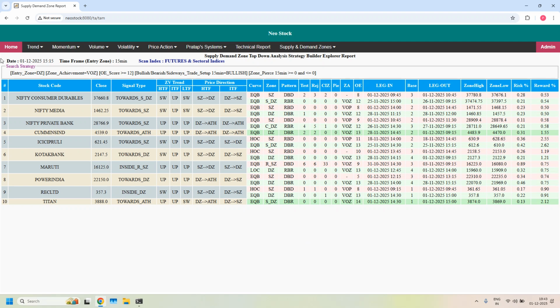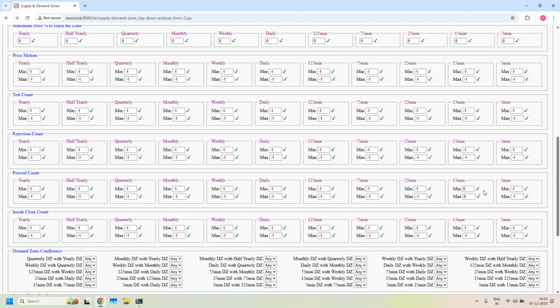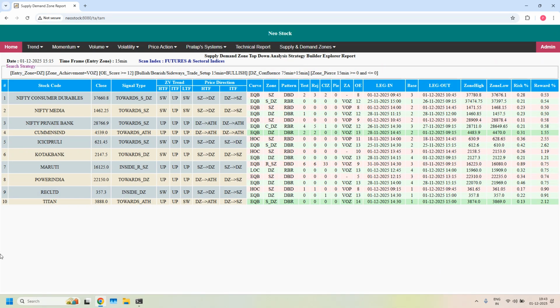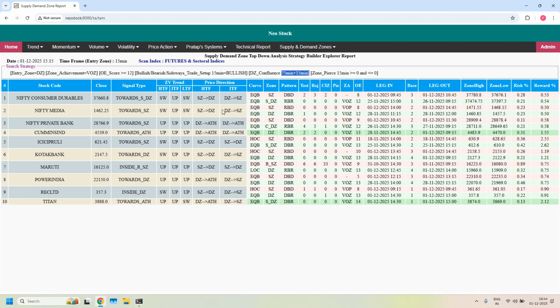So first strategy, first step I am applying, that is LTF and ITF demand zone confluence. That is 15 minutes and 75 minutes demand zone confluence. By enabling the filter, applying on the 10 stocks, we got all the 10 stocks. That means in all the 10 stocks, all these 15 minutes demand zones are overlapped with 75 minutes demand zone. And 75 minutes trend, that is ITF trend, is uptrend in all the stocks.